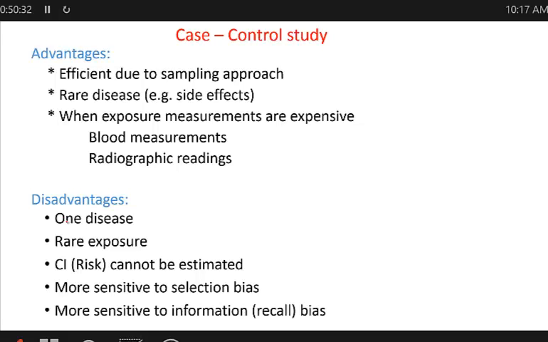And it is more sensitive to information bias. For example, if you identify mothers with childbirth defects, and then identify mothers with healthy babies, and you ask the mothers what they did during pregnancy, the mother with a defective child might remember more. That's something they may be thinking about every day, compared to the mother with a healthy baby.